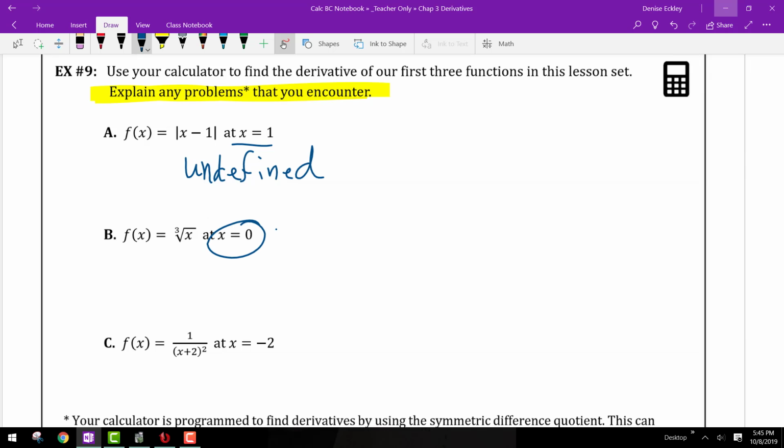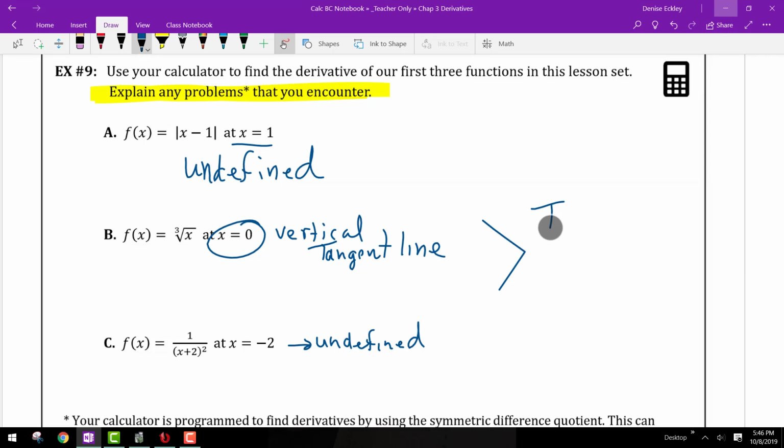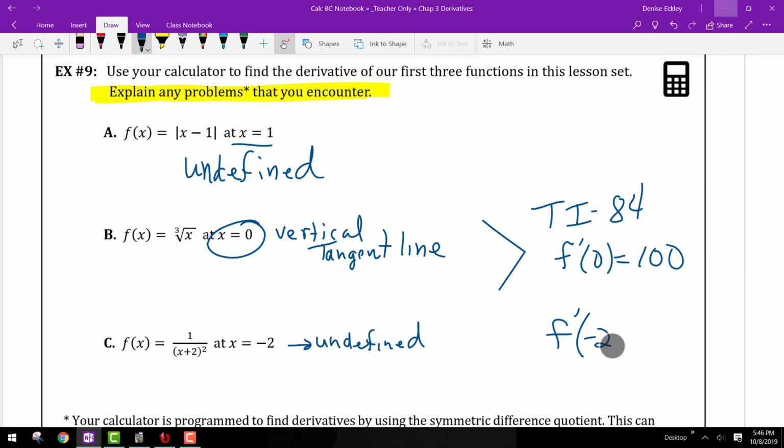At 0 here, you're going to have a vertical tangent line. And here, you're at an undefined area of the function. And the Inspire worked out really nice, but on my TI-84 for both of these, I got f prime of 0 to equal 100. And for the second one, I got f prime of -2 to equal 0. So like I said before, I got an f prime of 1 here to equal 0.